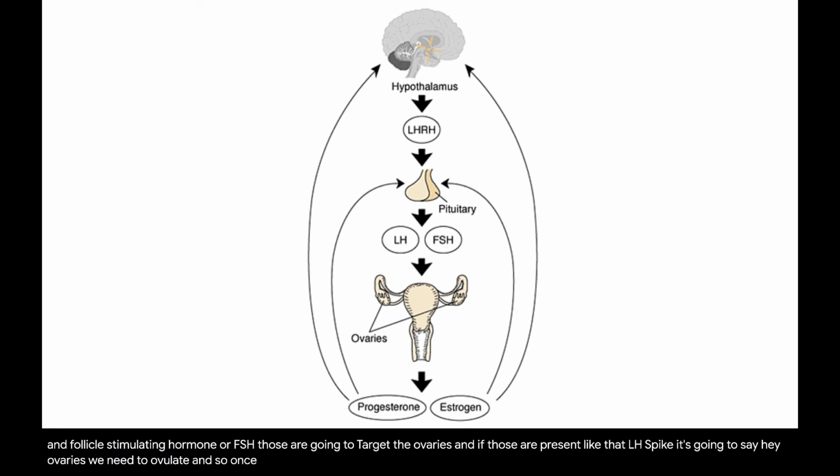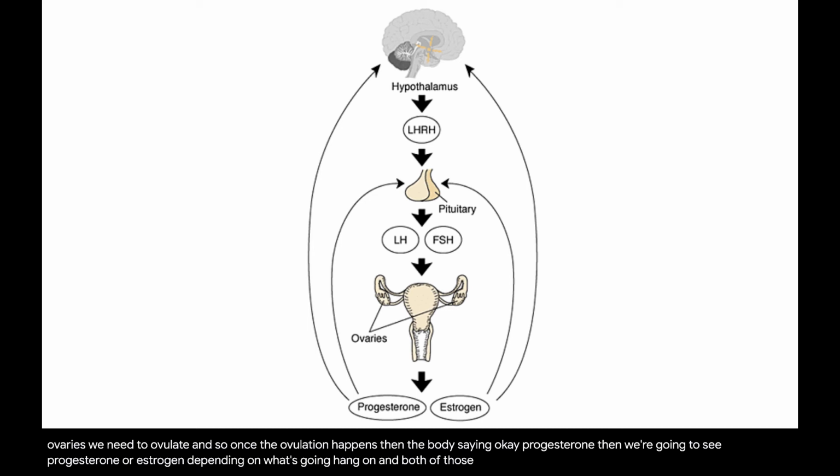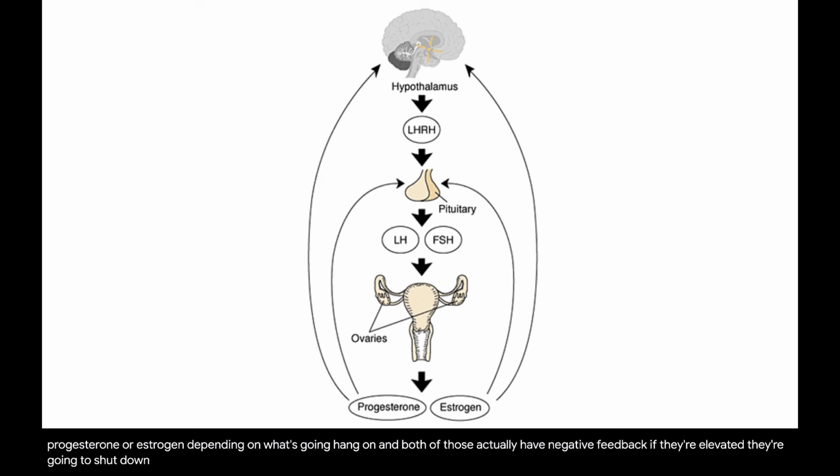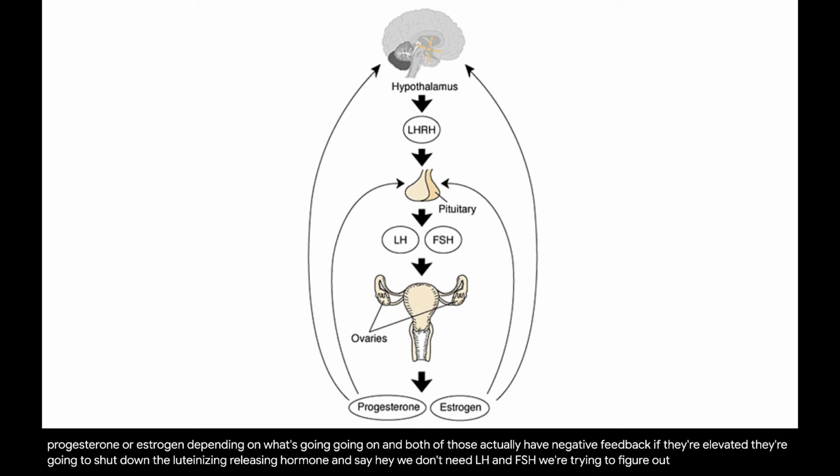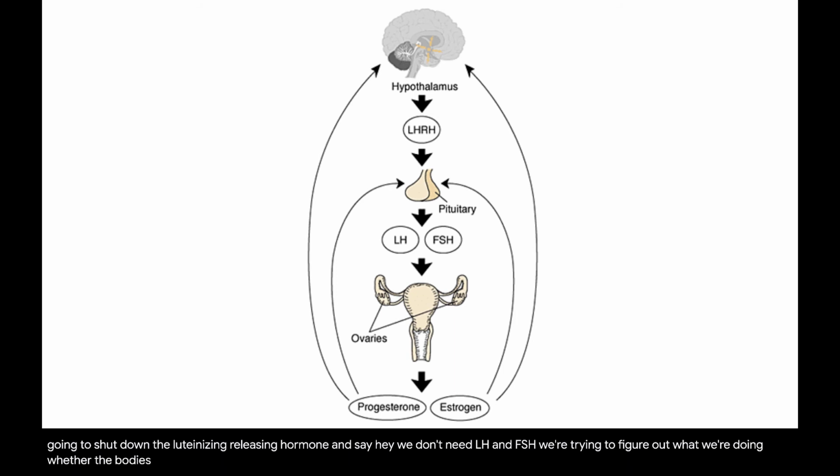Once the ovulation happens, the body is going to produce progesterone or estrogen, depending on what's going on, and both of those actually have negative feedback. If they're elevated, they're going to shut down the releasing hormone and say, hey, we don't need LH and FSH. We're trying to figure out whether the body's pregnant or not pregnant. Once that decision's made, those levels will drop off, allowing this process to happen again.